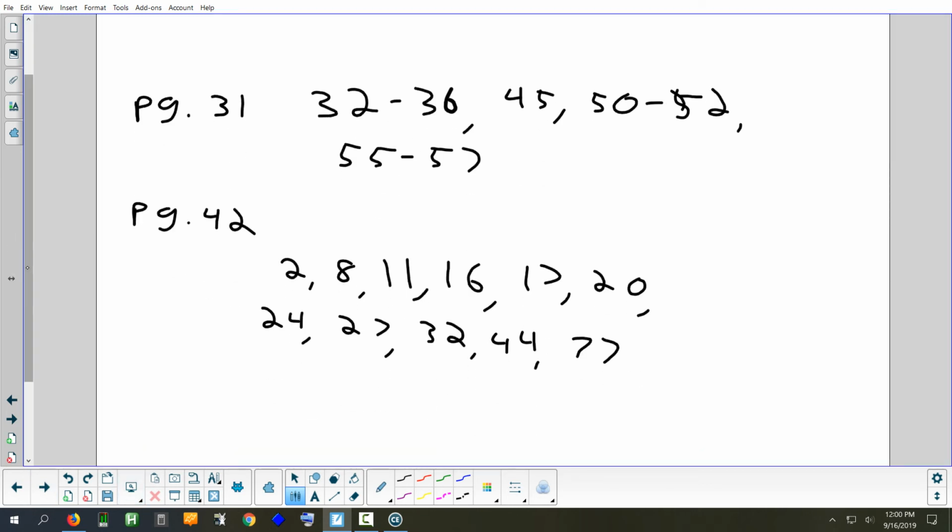Okay, so homework, page 31, that's the first part we did. So 32 to 36, 45, 52, and 55 to 57. And then page 42, the problems just kind of jump around, so we'll take a look at that tomorrow, and then we'll look at the last two sections, Tuesday and Wednesday, to finish up chapter 1.